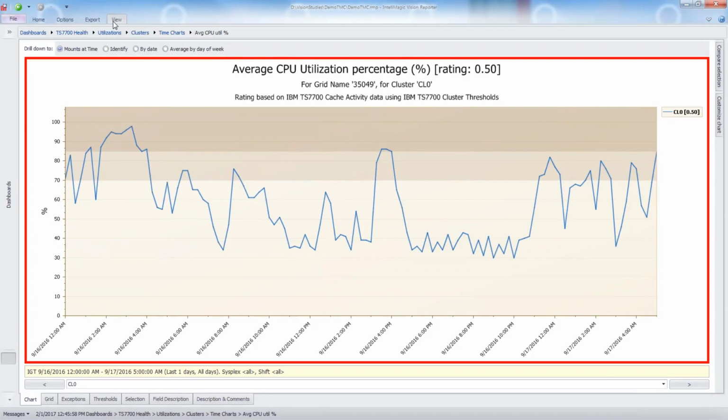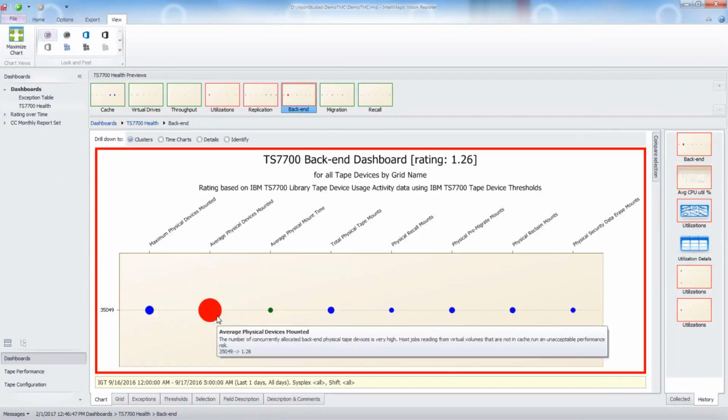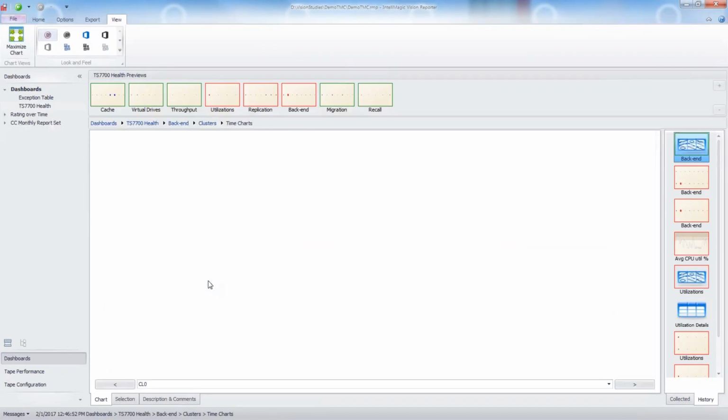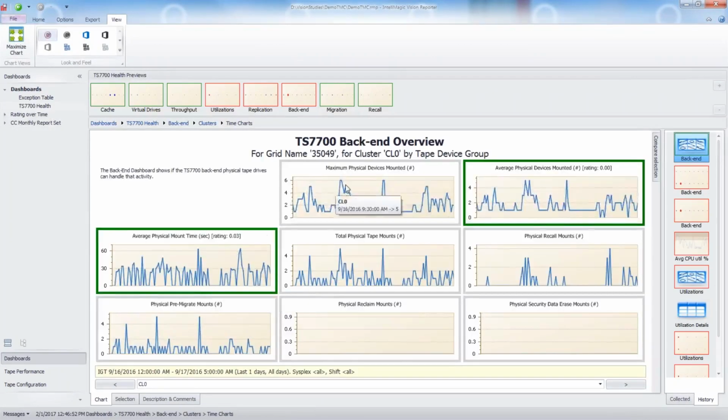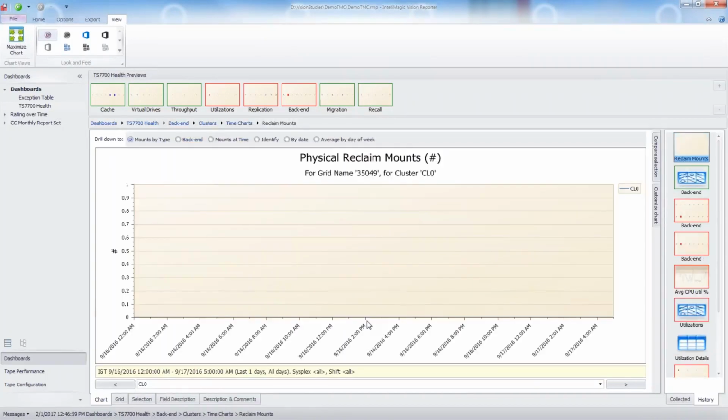So I want to look at that for a second. Let me go back to a normal size chart, and we'll go to the back end. And we'll look at what kind of reclamation is going on with this particular cluster. As you can see, these are all the different back-end performance charts. But if I'm looking at reclamation, this is the physical reclamation mounts.